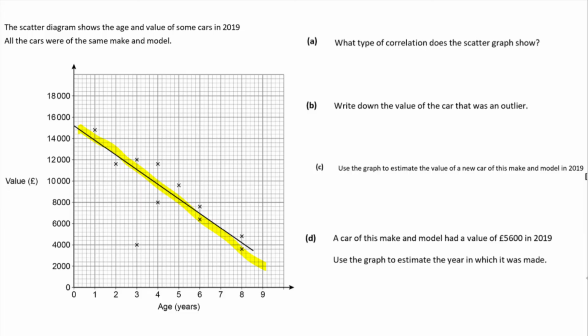Okay, now the points are all quite close to that line, apart from that one weird one off to the side there. So I'd say it's quite strong, but it isn't asking me to comment on the strength. So I'm just going to stick with negative correlation.